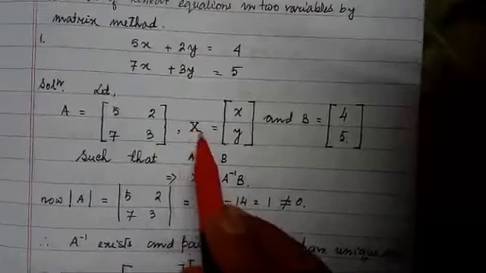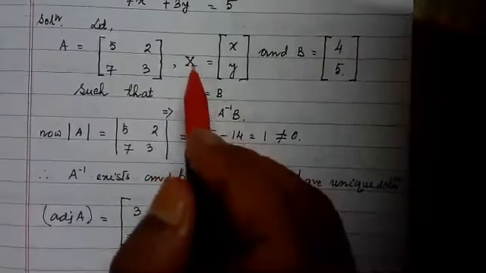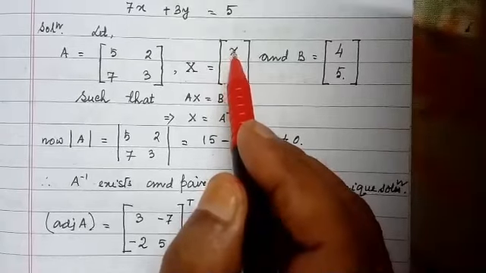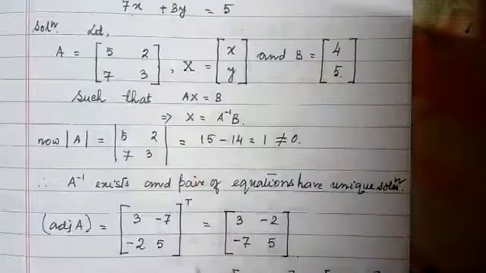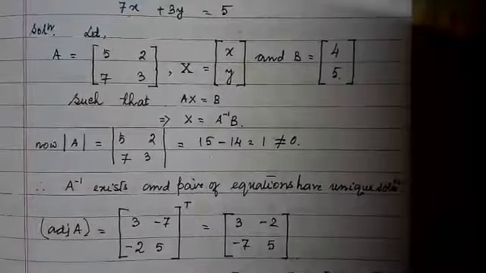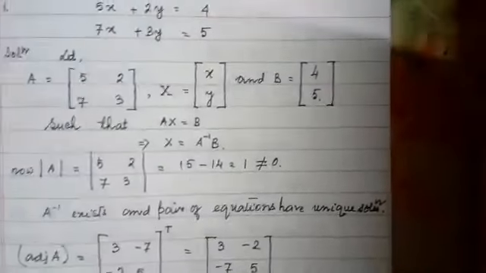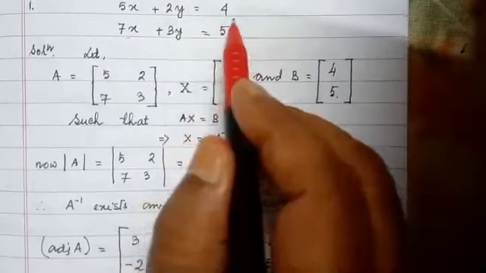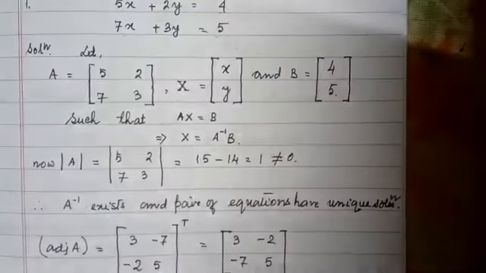Next, X is another matrix. It is a column matrix. It consists of the variables. What are the variables? x and y. And B is also another column matrix which takes the constants, that is 4 and 5. So B is equal to 4 and 5.